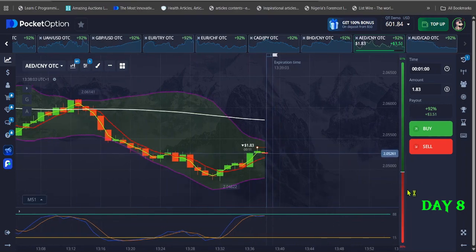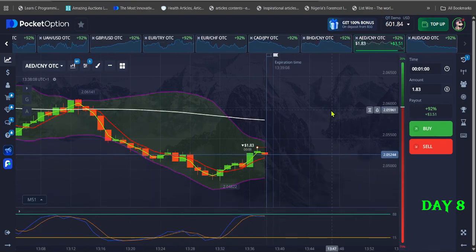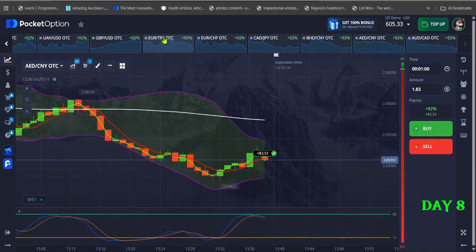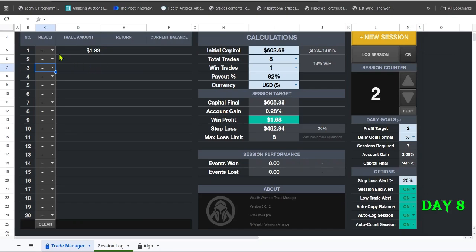All right, we are still moving. Okay, and I think we are winning this one. We just won this one. Yeah, it is a win for us. So we won that trade. So we'll mark this as a win.